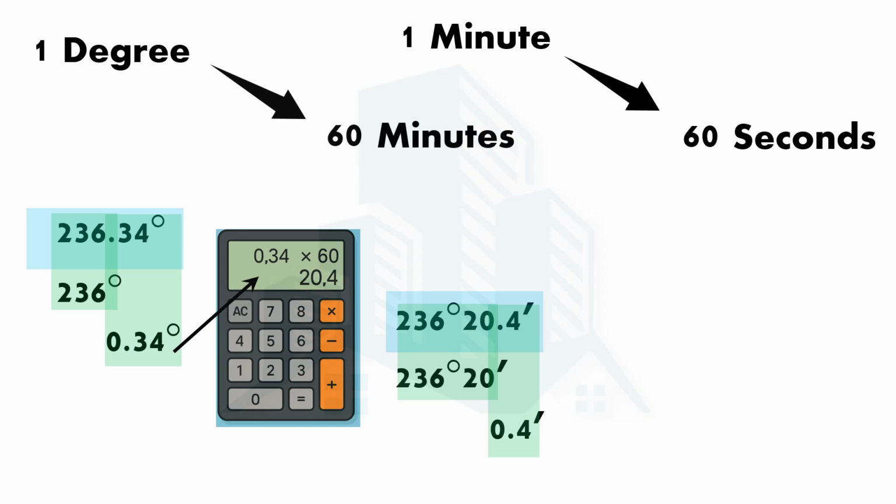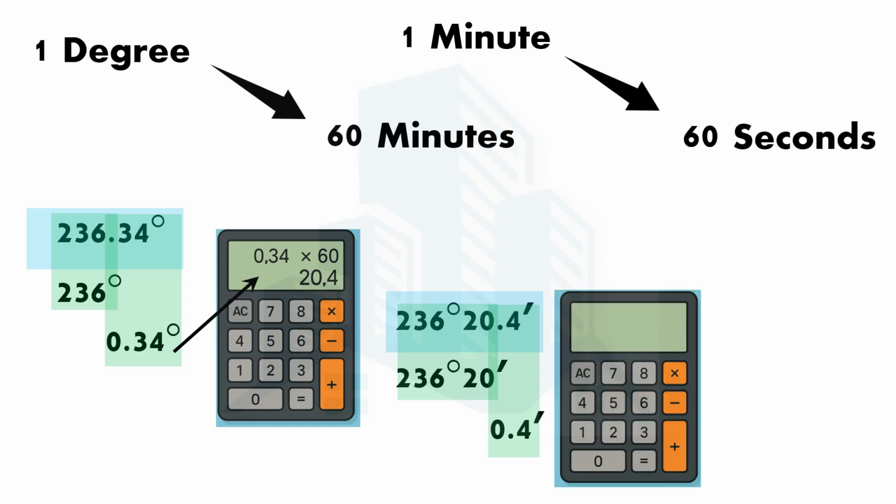In a similar way, we are going to multiply 0.4 with 60 in order to get seconds. So that is 24 seconds. As a whole, we have 236 degrees, 20 minutes and 24 seconds. This is how the calculation is done if you are given degrees in decimals that are to be converted into minutes and seconds.